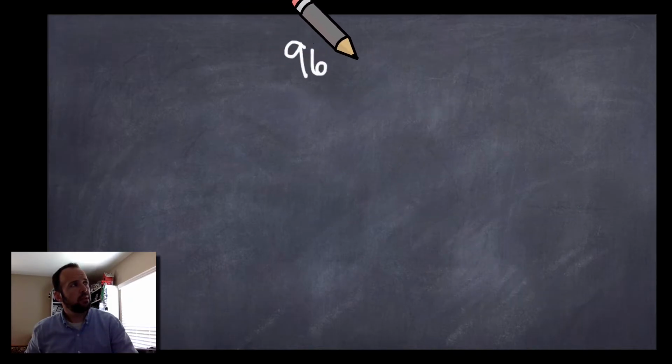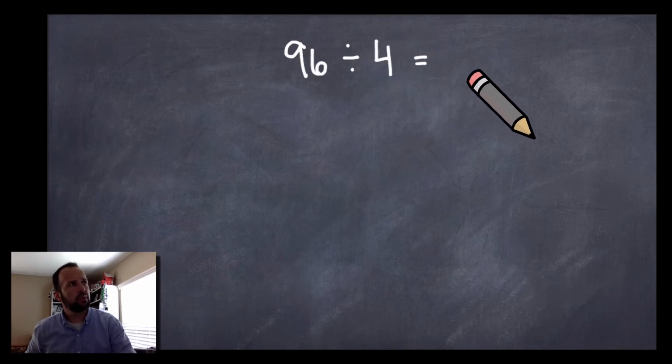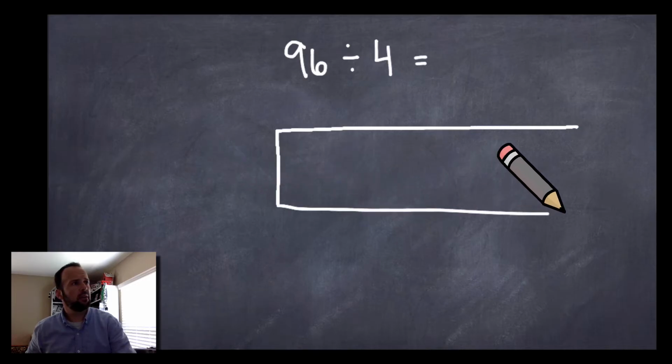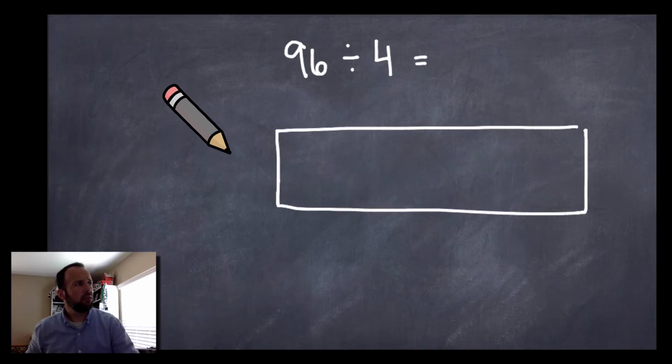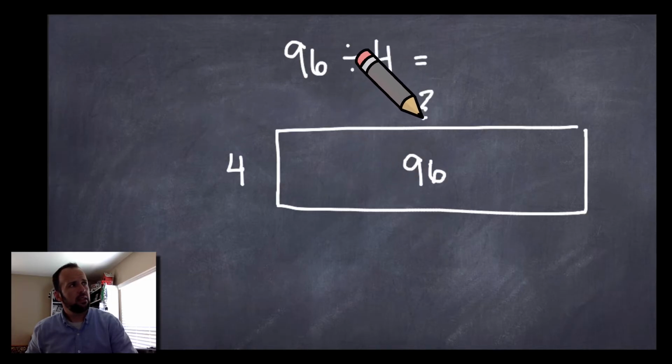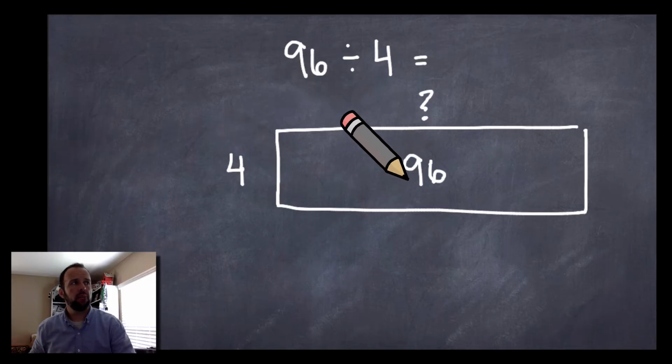Let's jump up a little bit here and do something a little bit bigger. Maybe like 96 divided by 4, okay? So if we're thinking of this in terms of our area model, we have 4. We have the area of 96. What is going to be the number we're going to multiply times 4 to get 96? Thinking in that backwards way there.